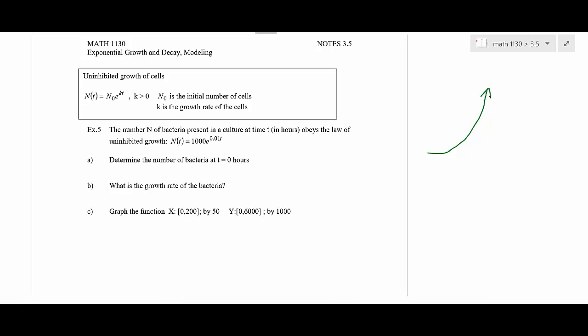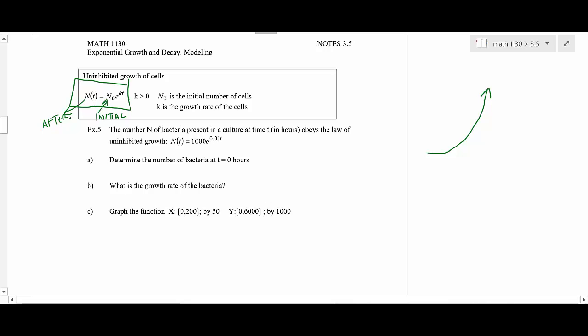There's another kind of model we call logistic, where it will accelerate, then it'll level off. That's called logistic, so we're going to talk about that tonight also. So the general formula for growth of cells, I just picked out this particular problem. N naught is just the initial number, so that's what you start off with. N is the number of cells you have after a certain amount of time.